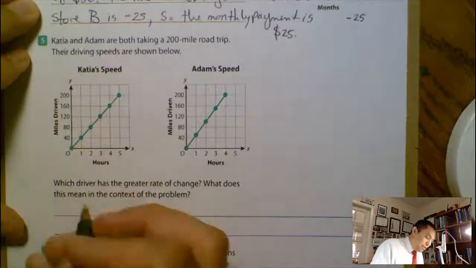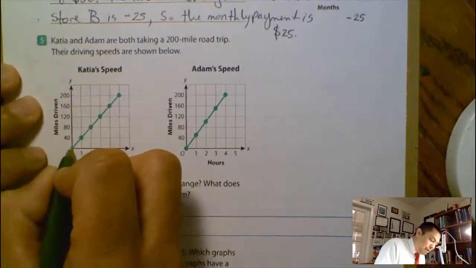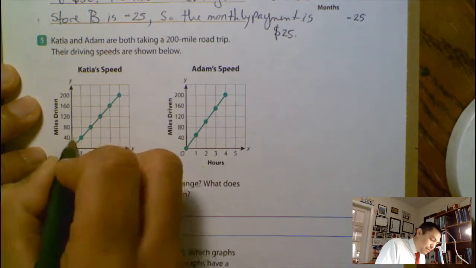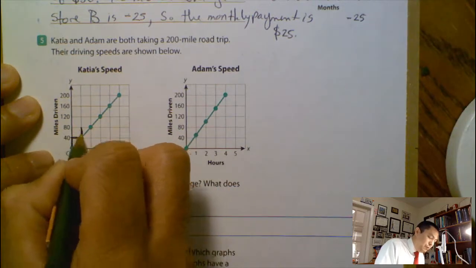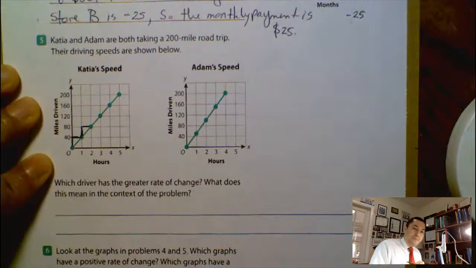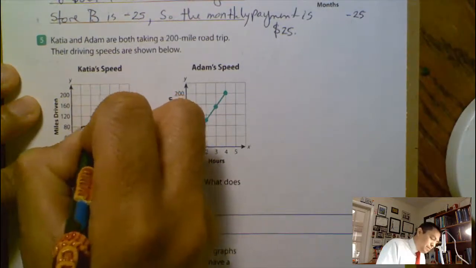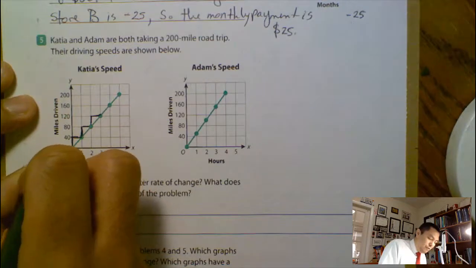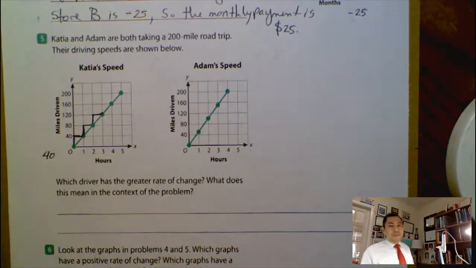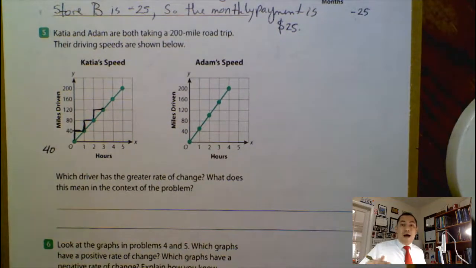Okay, so in this case, look at this one. It went up 40, right 1. Then it went to 80. That means this is 40 again. 1, 40, 1. So the rate of change for this graph is 40. Okay, so she went 40 miles per hour. That road trip is 40 miles per hour.